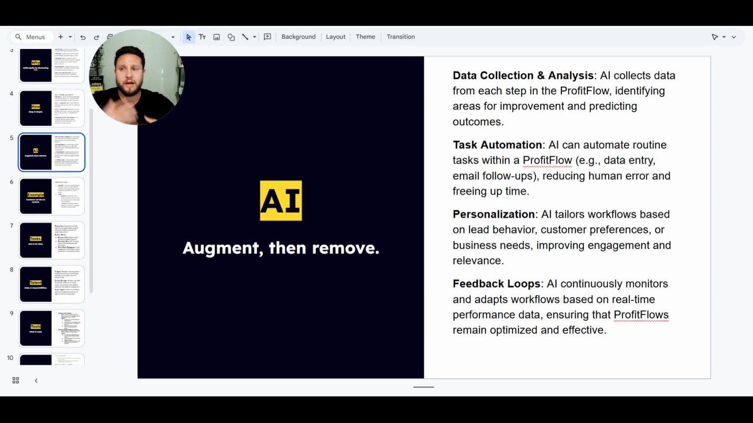And then you've got these feedback loops. You can actually leverage the AI to run the retrospectives and provide you feedback on whether or not this profit flow is profitable, right? And that's a really cool thing about that. That's a really powerful thing.